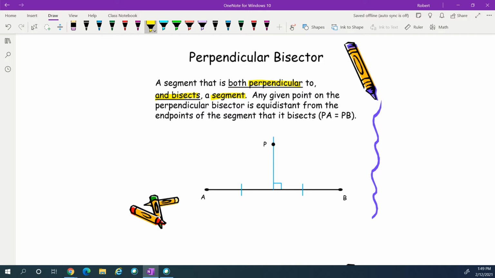Another property of the perpendicular bisector is that any point on the perpendicular bisector will be equidistant to those endpoints A and B, which means it could form an isosceles triangle. Remember, in an isosceles triangle, the legs are congruent. So any point on the perpendicular bisector is equidistant to the endpoints of the segment it bisected. In this case, segment PA would be equal to segment PB.